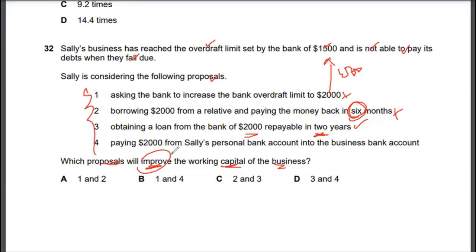Let's look at proposal 4. Paying $2,000 from Sally's personal bank account to business bank account. Yes, that will also settle $1,500 and will have extra $500 as well. So proposal 3 and 4, the correct answer to multiple choice 32 would be option D.